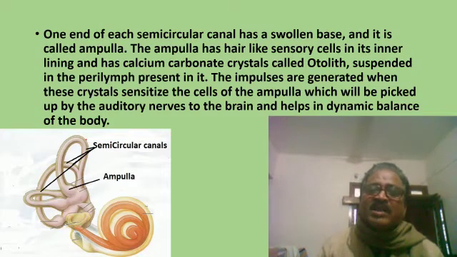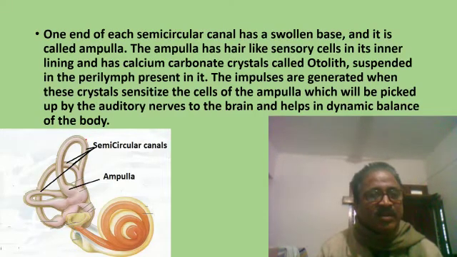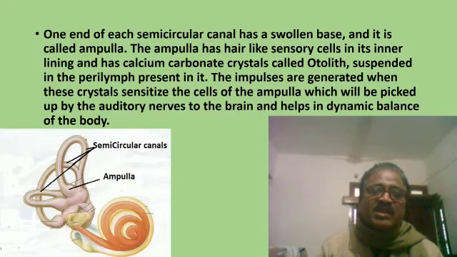The ampulla has hair-like sensory cells in its inner lining and has calcium carbonate crystals called otolith suspended in the perilymph present in it. The impulses are generated when these crystals sensitize the cells of the ampulla, which will be picked up by the auditory nerves to the brain and helps in dynamic balance of the body.